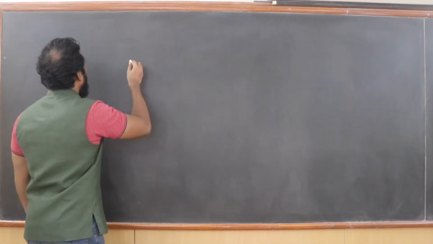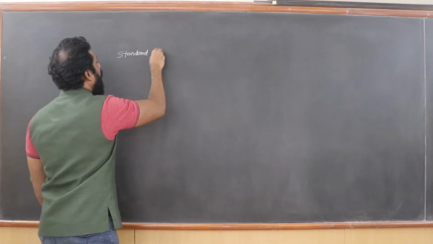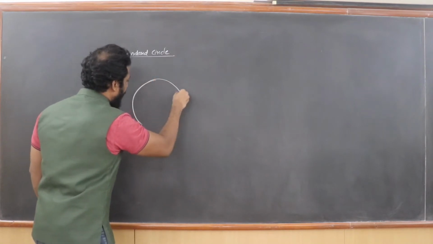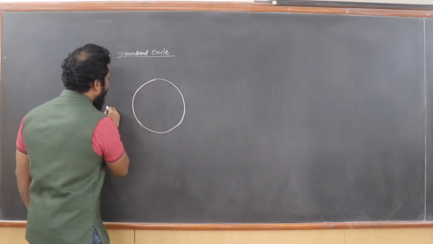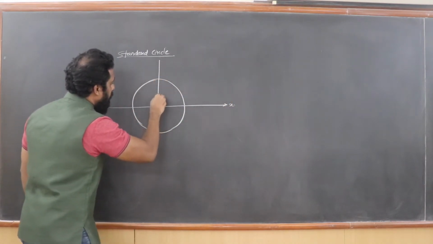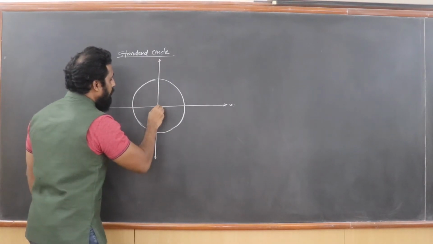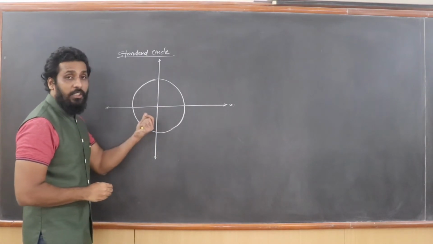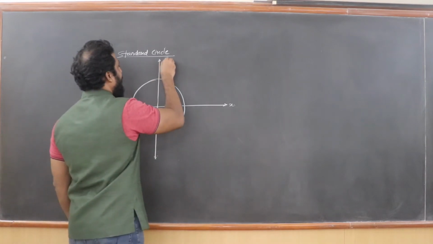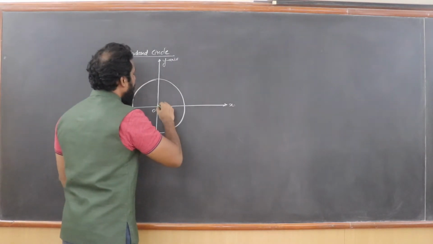I hope you all remember what a standard circle is, isn't it? A standard circle is a circle whose center lies at the origin. So I'm going to consider a standard circle. Let's take the x-axis, let's take the y-axis, and the circle is made in such a way that the center of this circle is coinciding with the origin. So that's your center of the circle, and the same point is the origin. So x-axis and y-axis. Now let's say r is the radius of this circle.